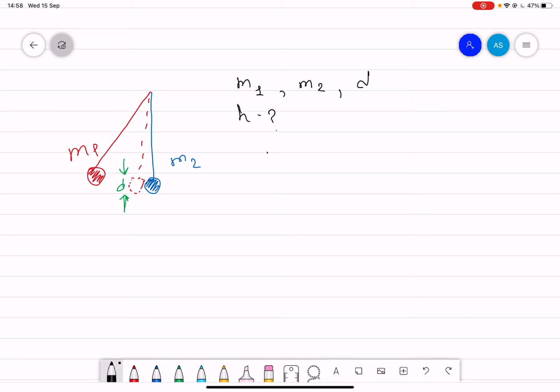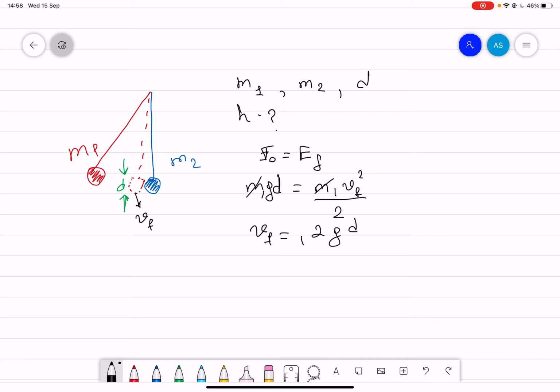So using the conservation of energy, energy initial is equal to energy final, where the first ball had potential energy, which is M1 g D, equal to the kinetic energy just before hitting M2, which means M1 V squared final divided by 2. The masses cancel, and from here you can find the final velocity of the first ball. So that becomes the square root of 2gD.